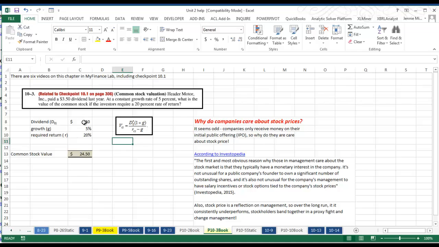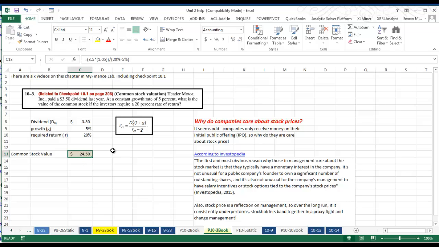So what I've done is I've pulled out the information out of the problem, and then what we have to do is just apply this formula. So once we apply the formula, we're taking $3.50 times the 1 plus the growth. Sometimes this is quicker to do. I can do 1.05 there. In fact, I'll show you that I can do that. And we then have the denominator is the required return minus the growth. So we come up with the common stock value of $24.50.